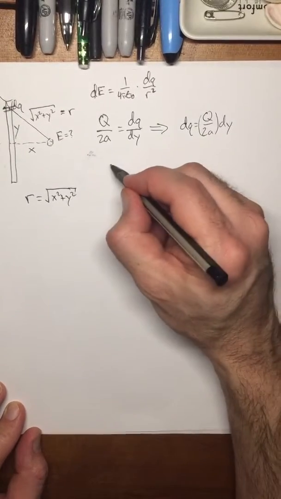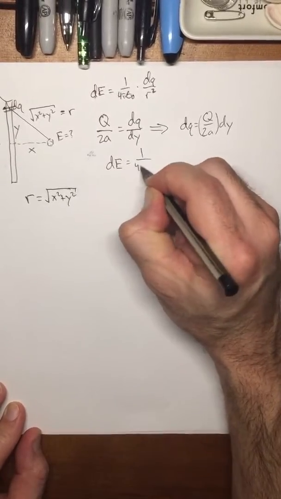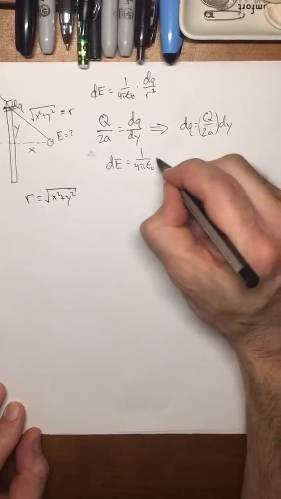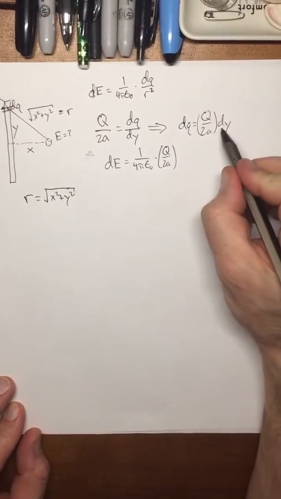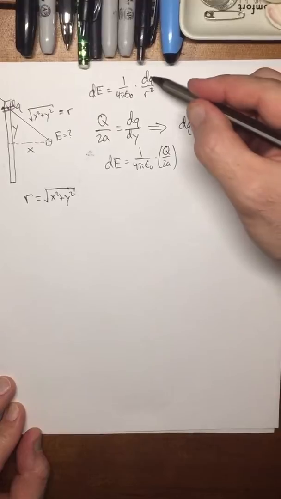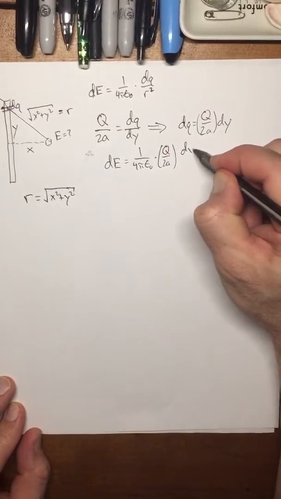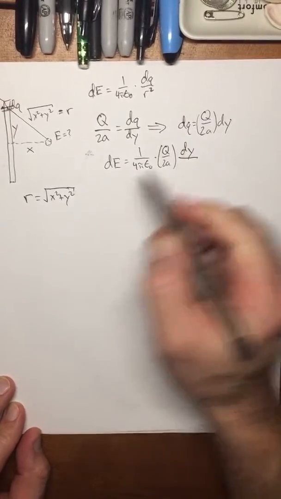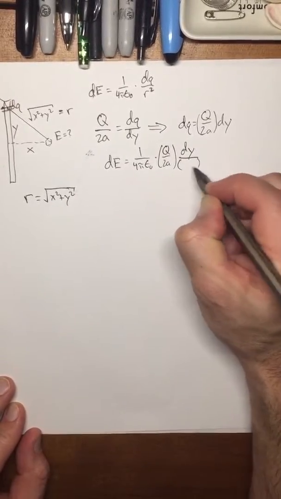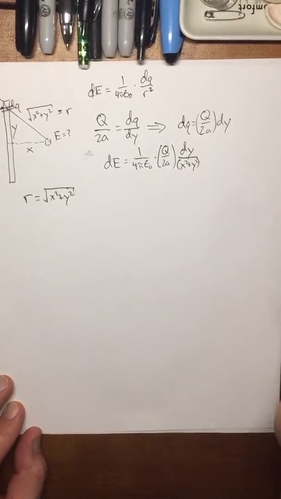All right, so now we put it together, and we find dE is 1 over 4 pi epsilon naught q over 2a. So I'm going to substitute and write it here, and that leaves us another dy in the numerator, and r squared would be the square root of x squared plus y squared quantity squared, which just leaves us with x squared plus y squared.